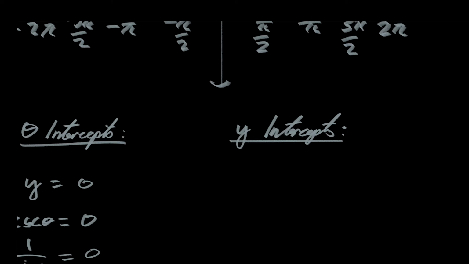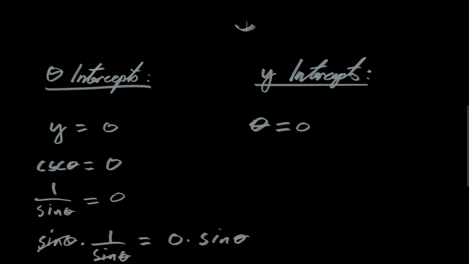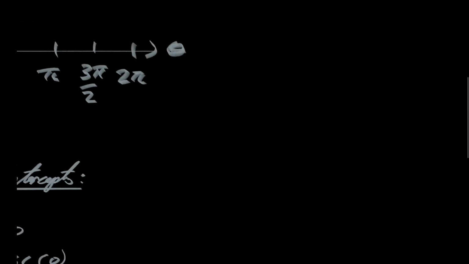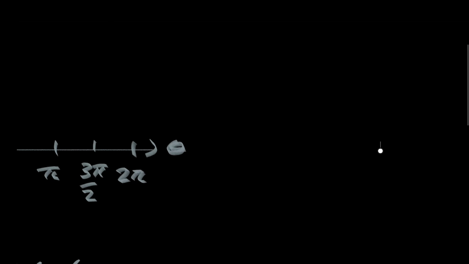To find y-intercepts, we're going to have to set theta equal to 0, because that's the value of theta for which the graph could intercept the y-axis. In other words, the y-axis is just the vertical line theta equals 0. So if we set theta equal to 0, then our function y equals the cosecant of theta is just y equals the cosecant of 0. But cosecant is just 1 over the sine of 0. And the sine of 0 is 0. You can see this from a unit circle. I'm going to place one down because we might need one later.